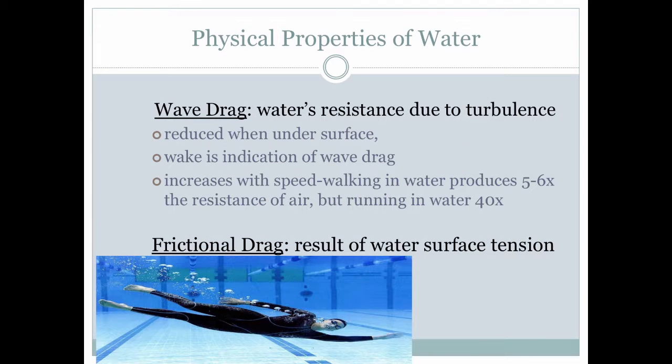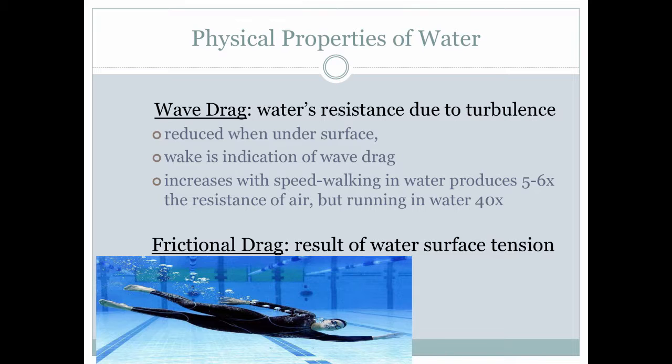And then you get wave drag, which is the water's resistance due to turbulence. You don't have as much wave drag whenever you're underneath the surface. If you're on the surface, like if you're riding in a boat, it creates a wake. The bigger the boat, the bigger the wake. The faster the boat goes, the bigger the wake it has compared to going slower.